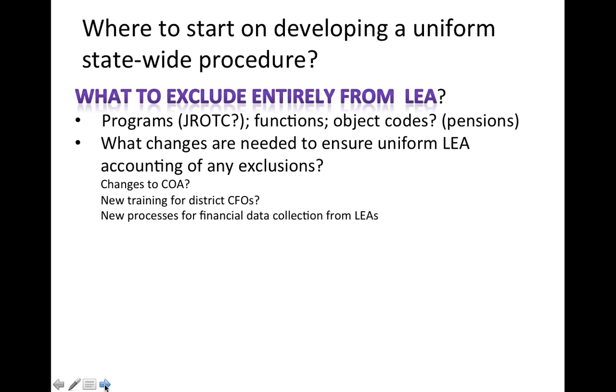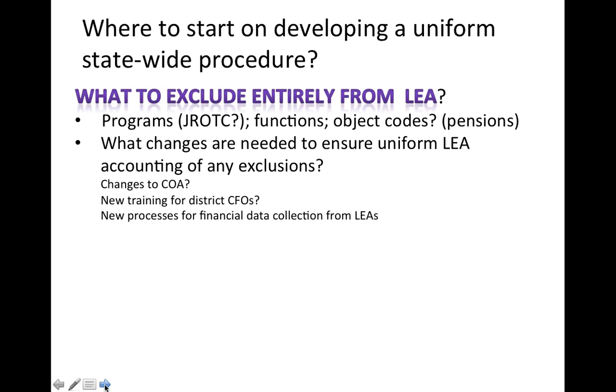Junior ROTC, out? Do you want to keep that in? I think we raise that because sometimes people think it's a different program. Some people think it's related. Are there certain functions or object codes, pensions, for instance, that make sense to exclude? And if so, why? And how do we do that uniformly? Some states, like Illinois, the state pays the pension bill, so that won't be in the districts, with the exception of Chicago. So if Chicago included it, it would look like Chicago was spending more money than its peers, when in fact the state's paying that object code for the rest of the districts.